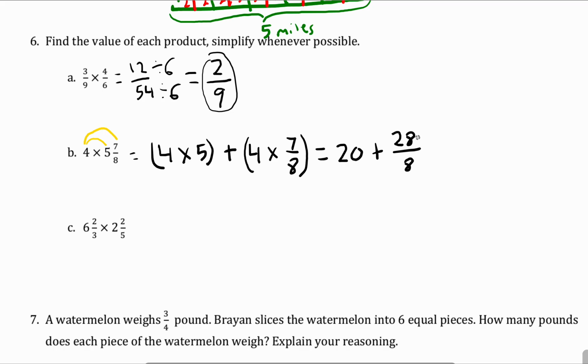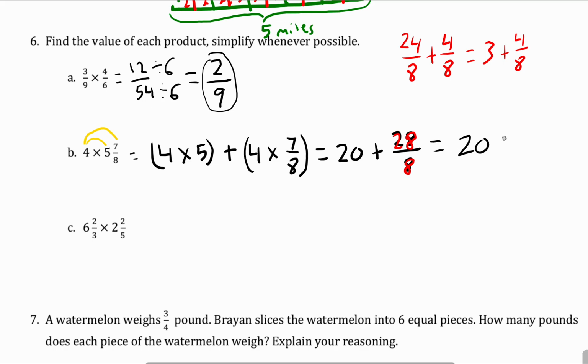Now to figure that out, we have to convert this back to a mixed number. There's various ways to do it. One of my favorite ways is to just decompose it. So this 28/8, let's decompose it. I'm going to find a multiple of 8, so that's going to be 24/8 plus an additional 4/8. I know that 24/8 is 3, because 24 divided by 8 is 3, plus the additional 4/8.